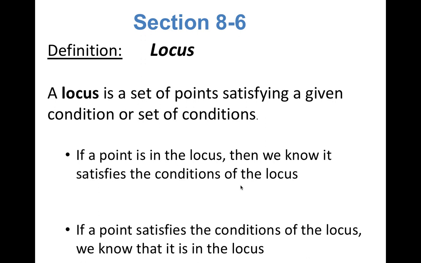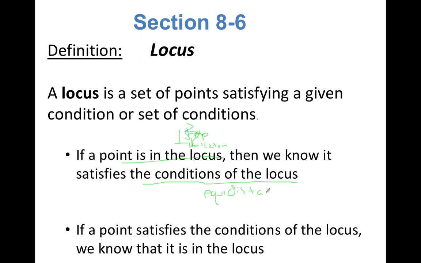So if a point is in the locus, then we know it satisfies the conditions of that locus. And if a point satisfies the conditions of the locus, then we know that it is in the locus. So this is sort of that if and only if thing. If we know we're on the perpendicular bisector, then we will know it satisfies the conditions of the locus. So we will know that it is, for instance, equidistant because it's on the perpendicular bisector. We will know it's in that locus of points that is all equidistant from the endpoints.